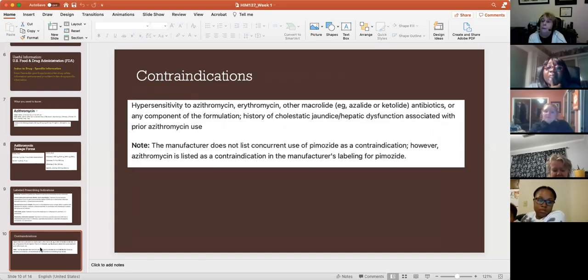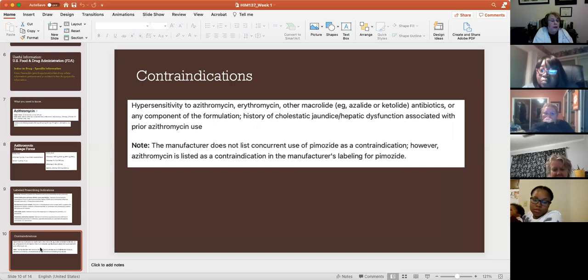Okay, remember I said before about contraindications. Contra meaning opposite or against, and indications. Indications are the reason you would prescribe something. Contraindications are the reason you would not prescribe. This drug is not for people who have hypersensitivity to azithromycin, erythromycin, other macrolide antibiotics, any component of the formulation, history of cholestatic jaundice.